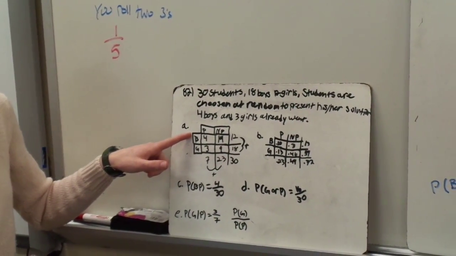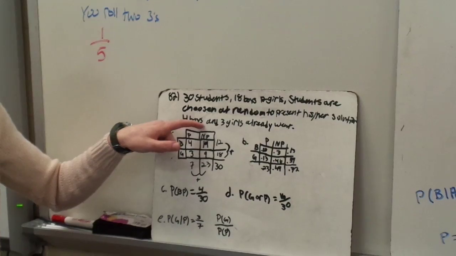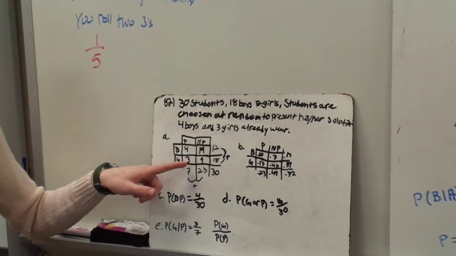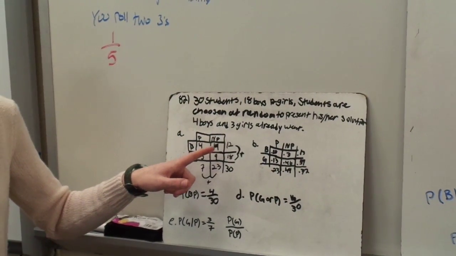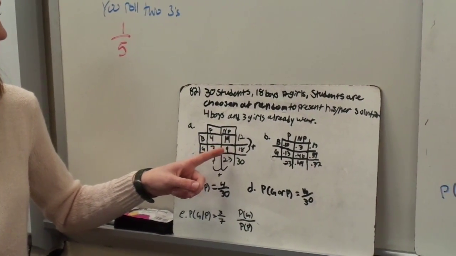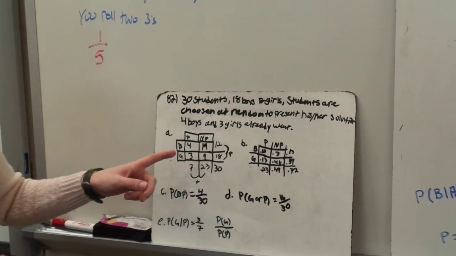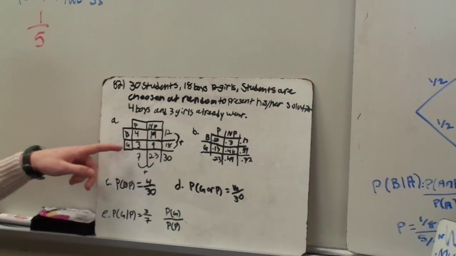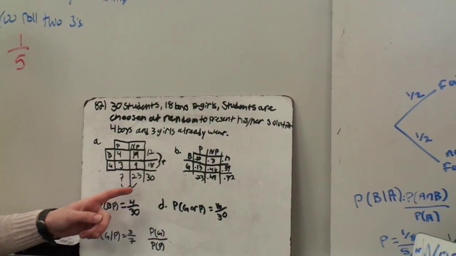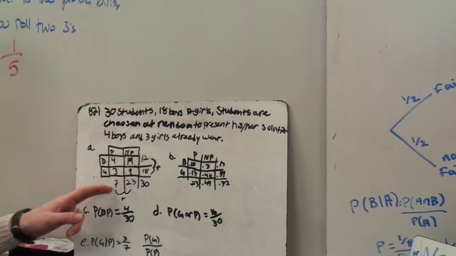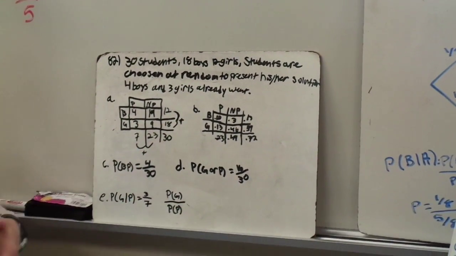So for boys and girls, and then presented and not presented. There's 4 boys that have presented, 3 girls that have presented. There are 14 boys that haven't presented and 9 girls that have not presented. You would then add up the numbers in each of the columns to get what each of these columns would be, which is 30.